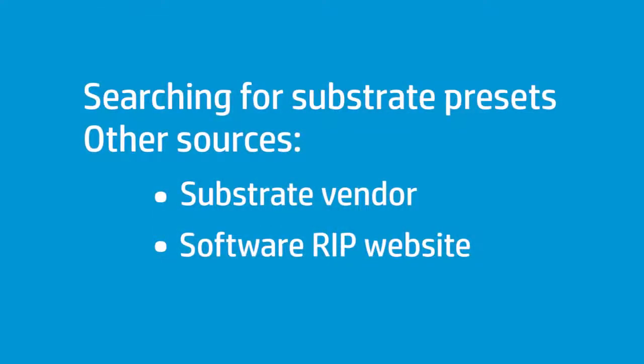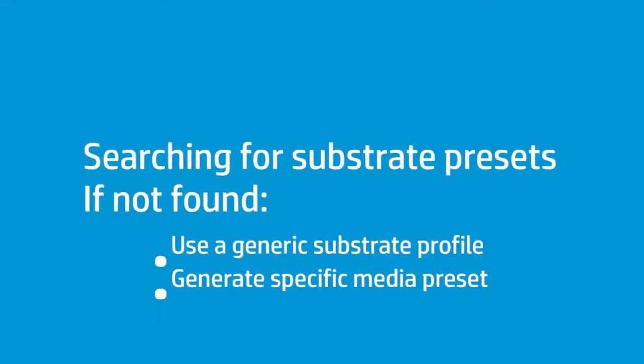If there is no specific profile available for your substrate at the HP Media Locator webpage, you can try to obtain it from different sources, like the substrate vendor or your software RIP's website. If you can't find a specific profile for your substrate, you can use one of the generic substrate profiles already installed on your printer and available from most software RIPs. Or you can generate a specific substrate profile using your printer by following a quick and simple process. You can find the details about this process in the user's guide and in other available videos.